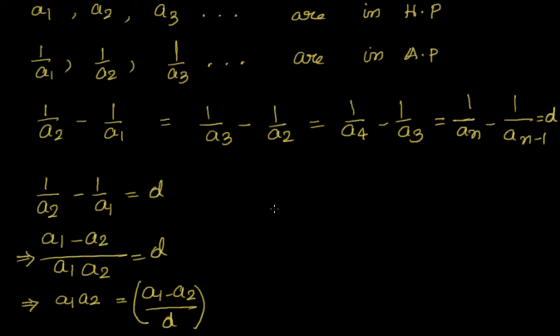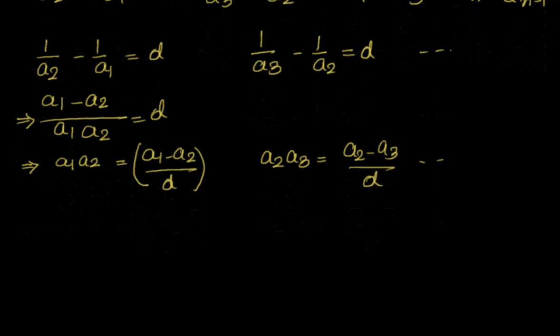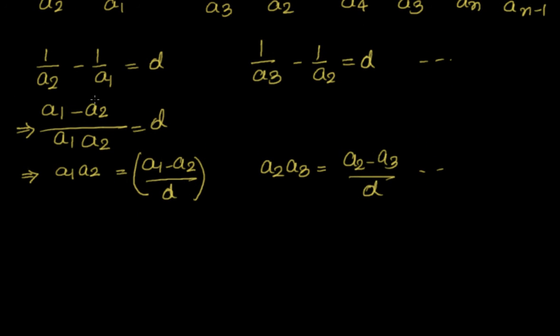Similarly, 1 by A3 minus 1 by A2 is D. If I do that, I will get A2A3 is equal to (A2 minus A3) divided by D. Like this we can continue. So what will be our requirement, what we need, how will it become? Let us check that now. We'll go back and write down.